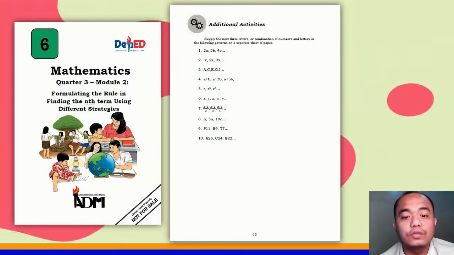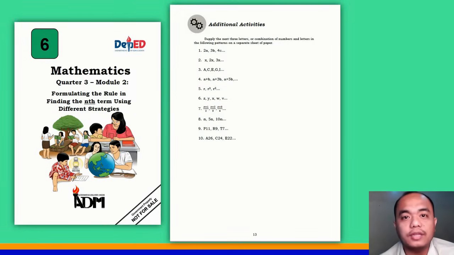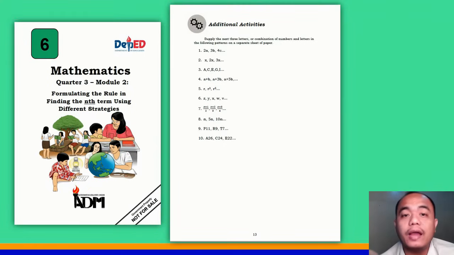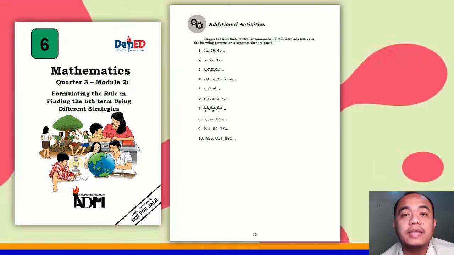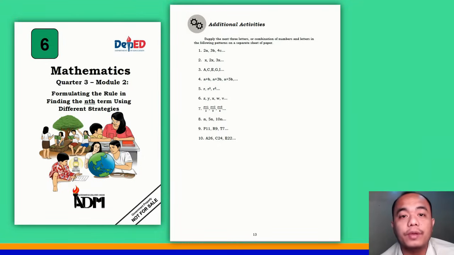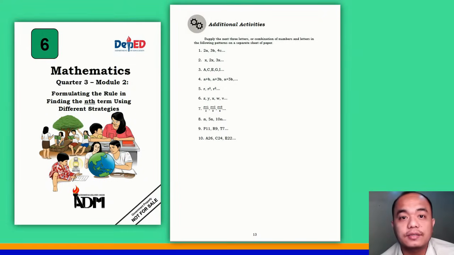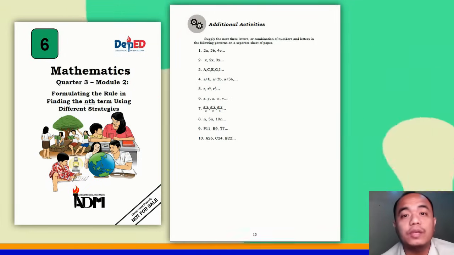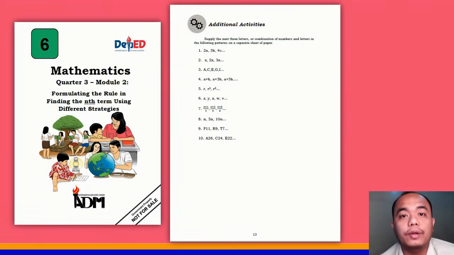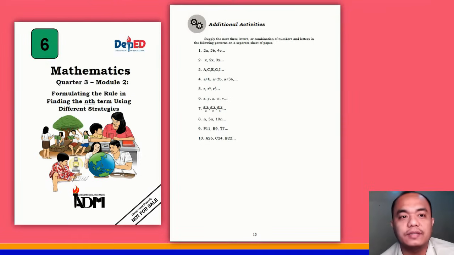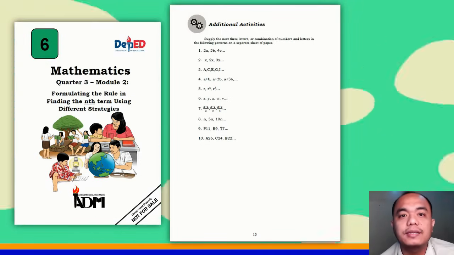Okay, this time you will answer the additional activities in your module that could be found on page 13. I'll give you 5 minutes to finish it. Now you have to supply only the next 3 letters or combinations of numbers and letters in the given patterns. Do this in a separate sheet of paper, or you may use your notebook, to answer your additional activities. Your time starts now.